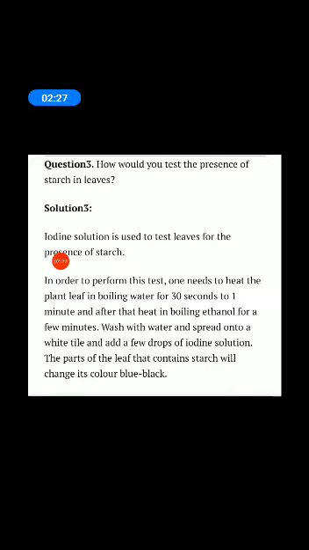Wash with water, spread it onto a white tile and add a few drops of iodine solution. The parts of the leaf that contain starch will change color to blue-black. So, this shows the presence of starch.